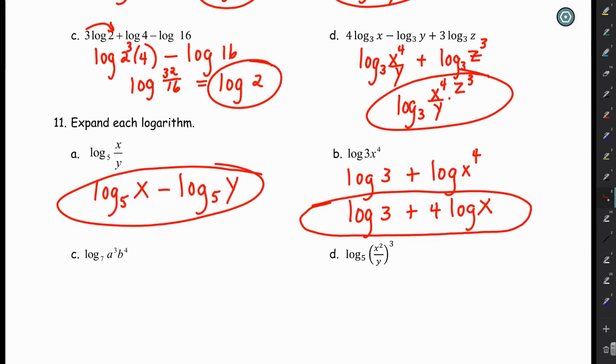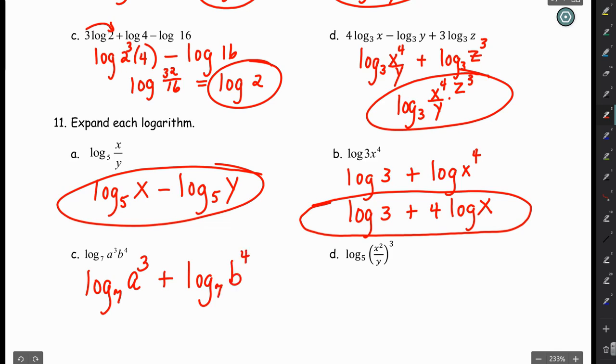In letter C, we have multiplication between, which means we're going to have addition, and we also are going to be using the power rule, leapfrog. So we've got log base 7 of a cubed plus log base 7 of b to the 4th, and then we have to use our power rule to bring the 4 in front and the 3 in front.